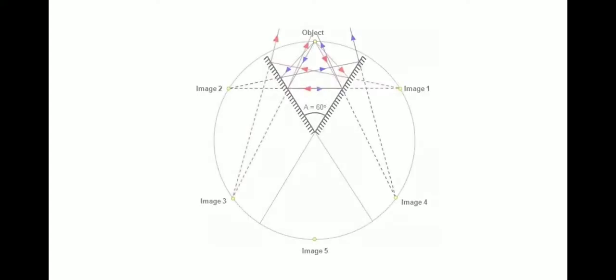Welcome class 9. Today we are going to learn about images formed in a pair of mirrors. Let's say that there are two inclined mirrors and an object is kept in between the two inclined mirrors. Then we get several images of the same object.